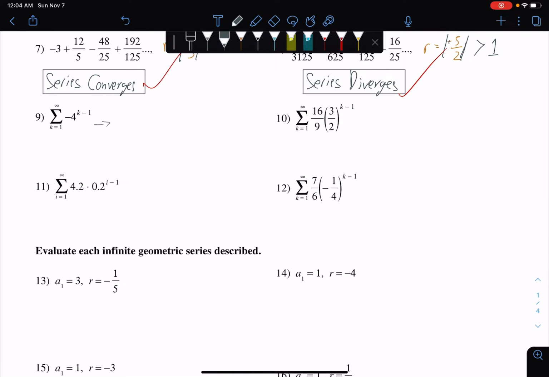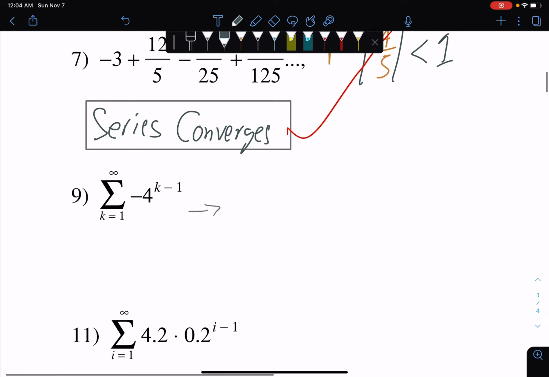Alright, so for number 9, just like our usual drill, we find a sub 1. So negative 4, there's no parenthesis. Negative 4 raised to 1 minus 1. Substitute values. Place that in the calculator. Our answer is negative 1.